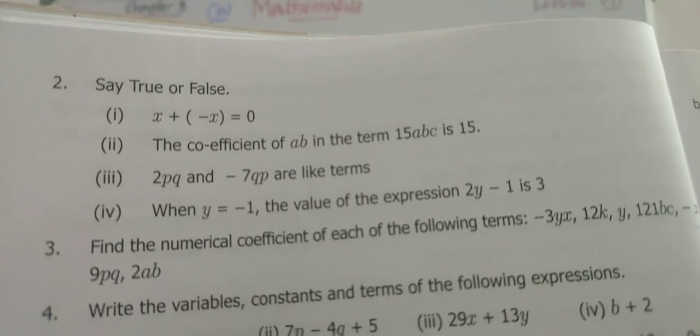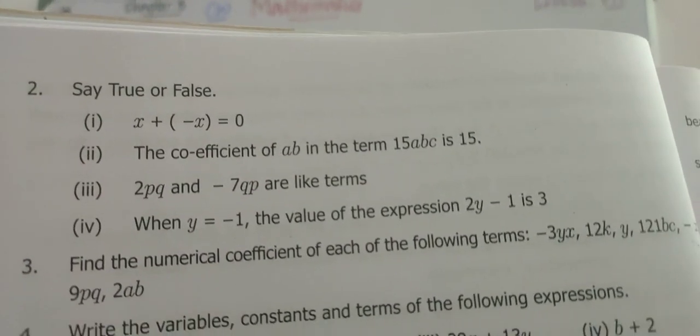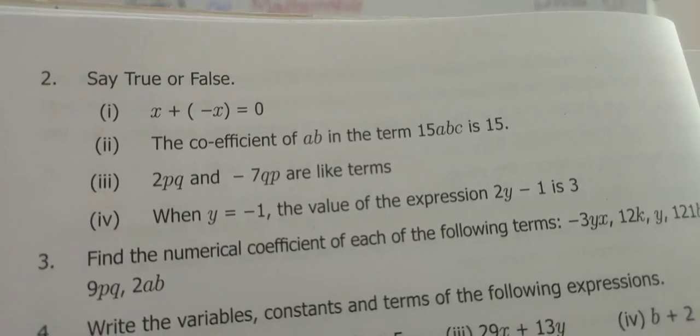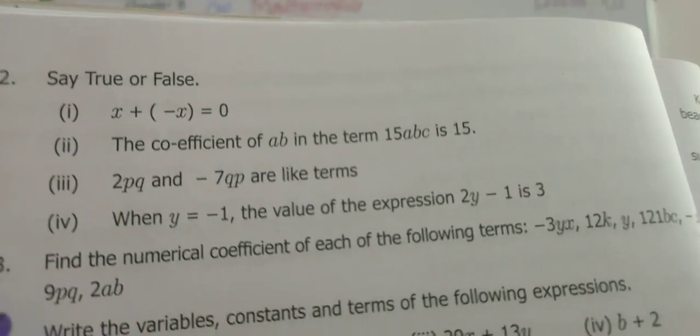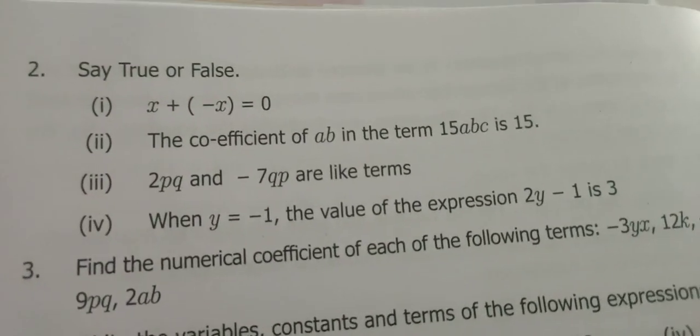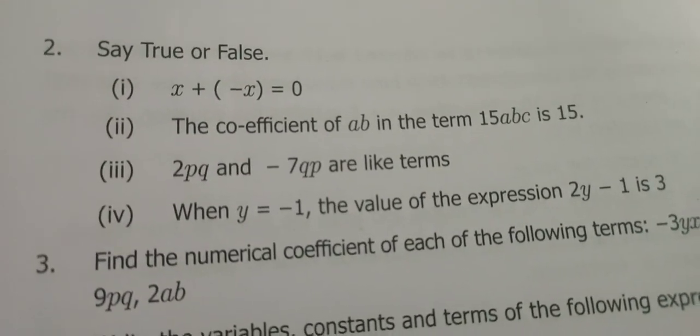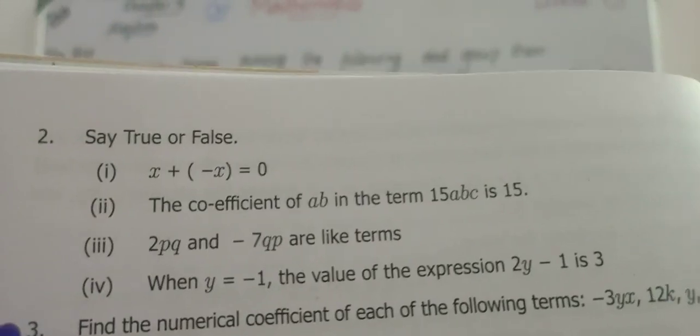Numerical coefficient means the number, 9, 2. Only the numbers, only the constants, that is called numerical coefficients. So the number in that algebraic expression is called the numerical coefficient. Simply write the numbers, that's it. Draw the columns and write only the numbers. So the third one is your homework.